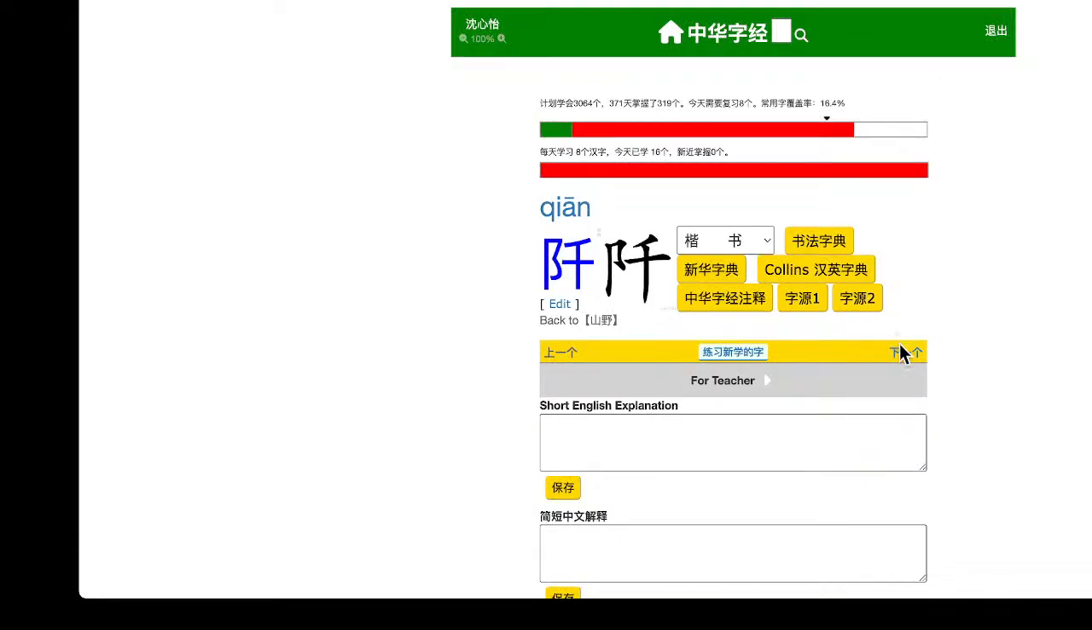Next one should be 陌, mo. Mo means those paths in the field running horizontally, running from east to west, so that direction is called mo. So 阡陌 together is a word referring to the paths in the field.